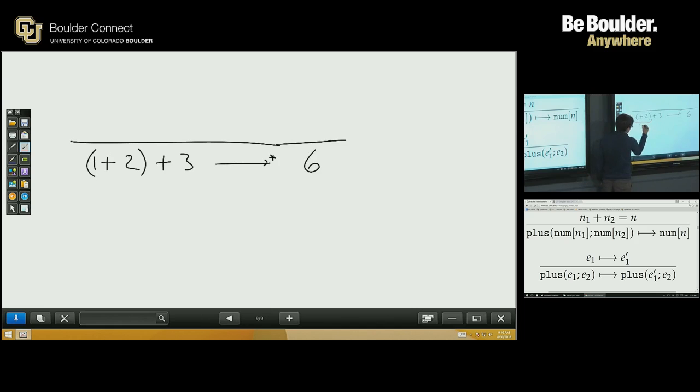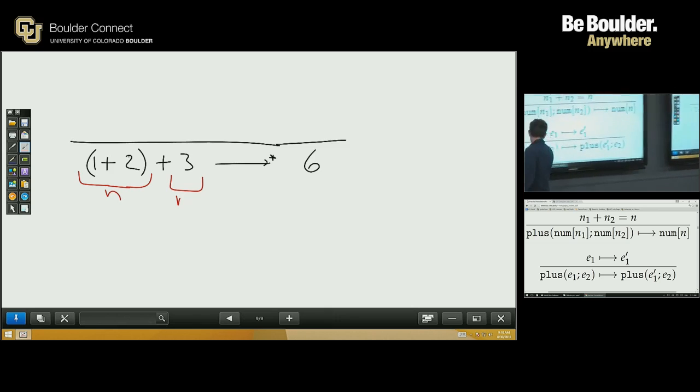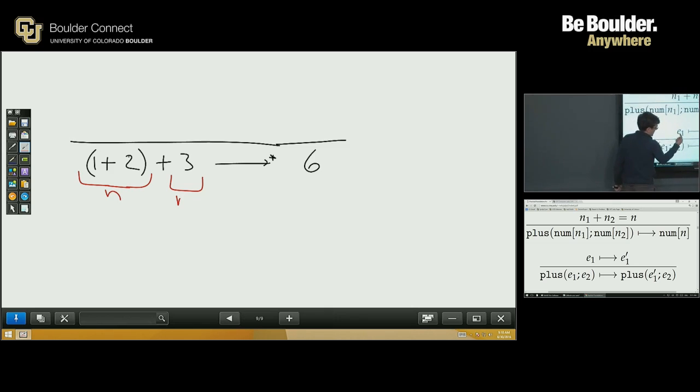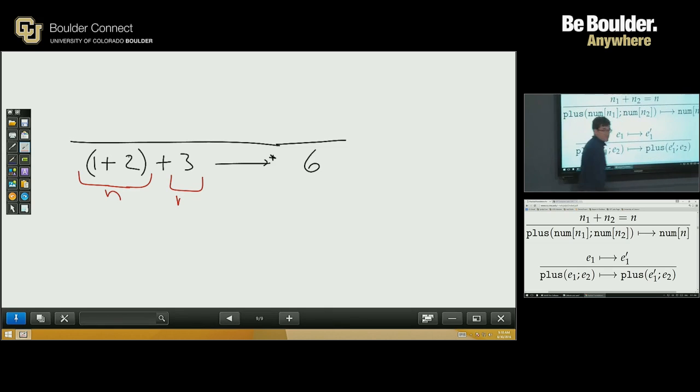Because for it to apply, this would have to be a number. Let's call it n. This would have to be some other number. Call it n1, n2. But this isn't a number yet, right? This is the addition of 2 numbers. I haven't evaluated that part yet. So what this rule is saying is, if I have some expression here, and that expression can take a step, then I can basically plug that new expression back into where the original one was.